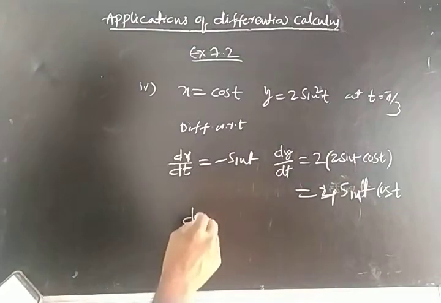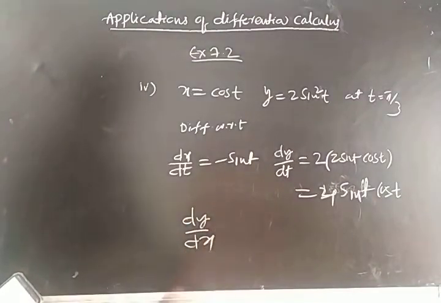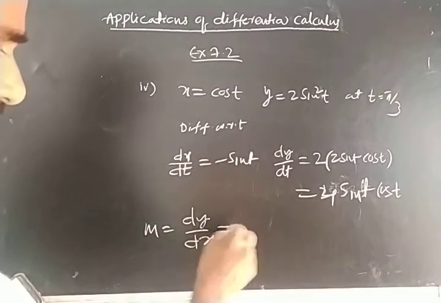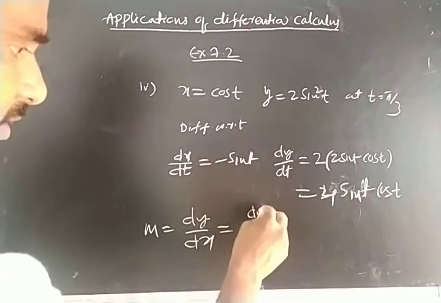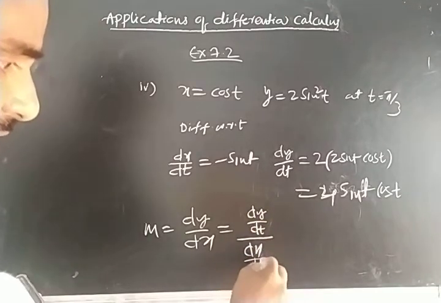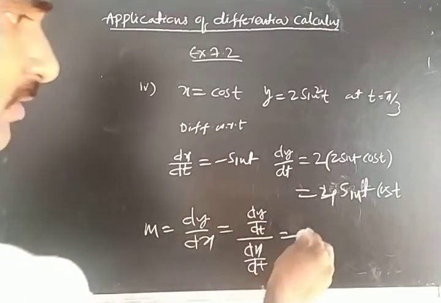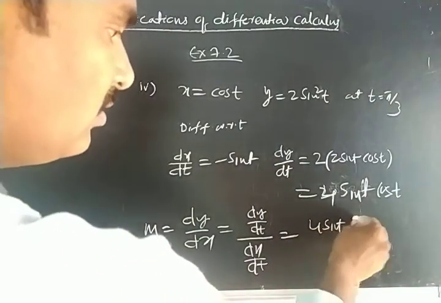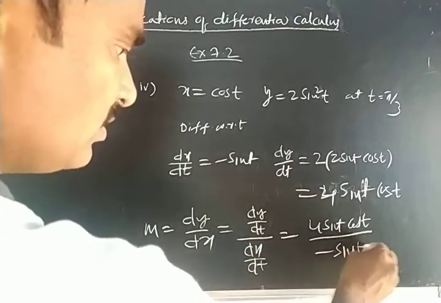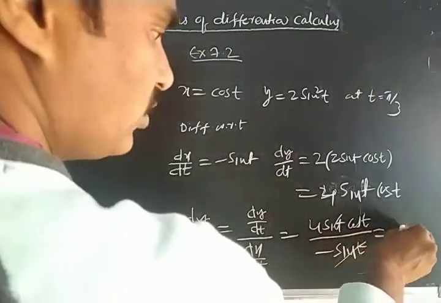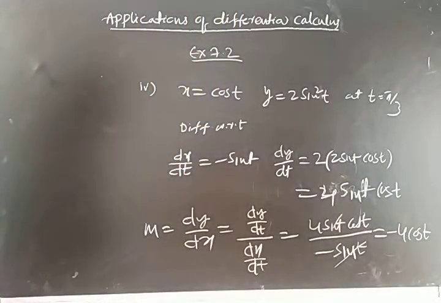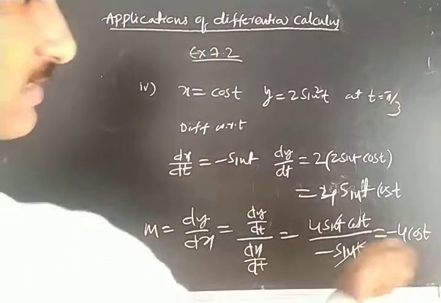Okay. Now I need dy by dx at the same point. So it is the slope. dy by dx is equal to dy by dt divided by dx by dt. dy by dt by dx by dt will give dy by dx. So this is 4 sin t cos t by minus sin t. Sin t cancels. This is minus 4 cos t. Minus 4 cos t is the slope. So we got the slope as minus 4 cos t.